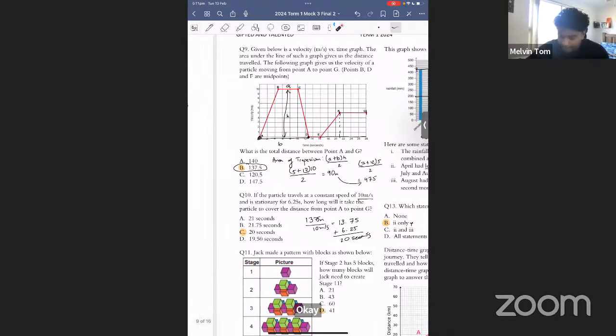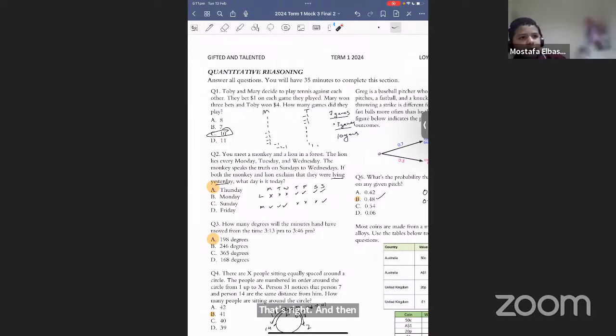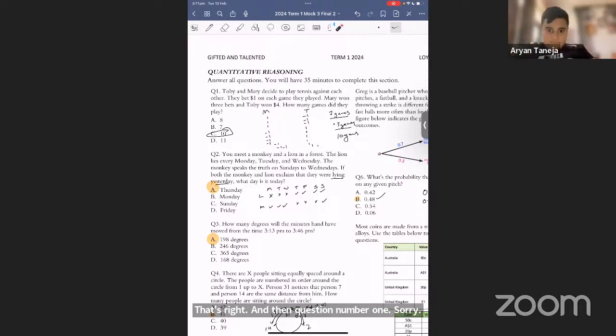You add them together, both areas. That's right. And then question number 1. Yeah, you see the area and then you add it. Perfect. Thanks. That's all good.